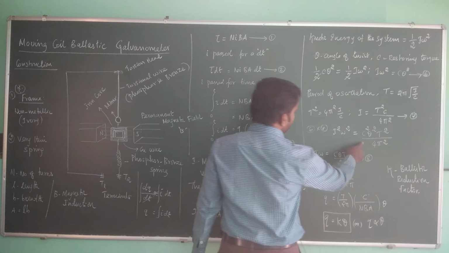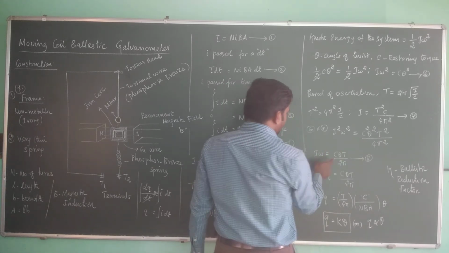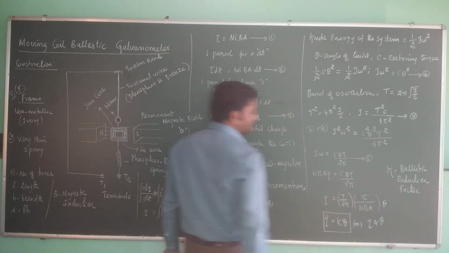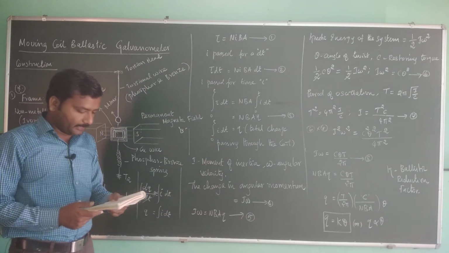We obtain an expression here, and you can rewrite this expression for I omega and compare this I omega with equation number 5, and rewrite this equation for Q. We will obtain the expression for Q. Fine.